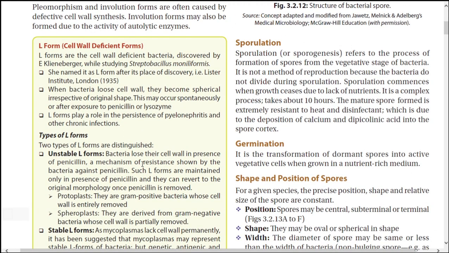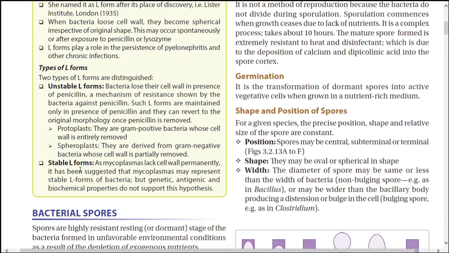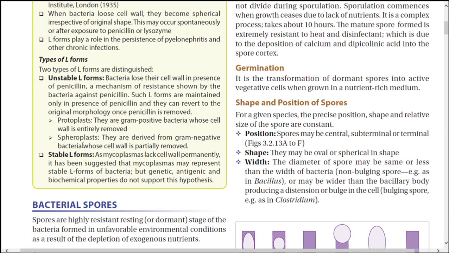Unstable L forms are maintained only in the presence of penicillin. Bacteria will lose the cell wall in presence of penicillin. To resist itself against penicillin, the bacteria have to lose their cell wall. These L forms are maintained only in presence of penicillin, and they can convert back to original morphology. If we remove penicillin, the resistance shown by the bacteria disappears, and hence the cell wall develops again. Two types are there: protoplast and spheroplast.